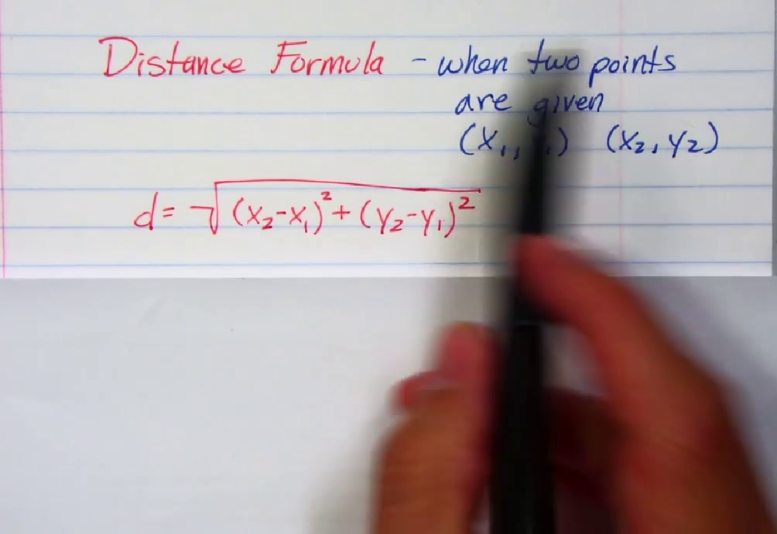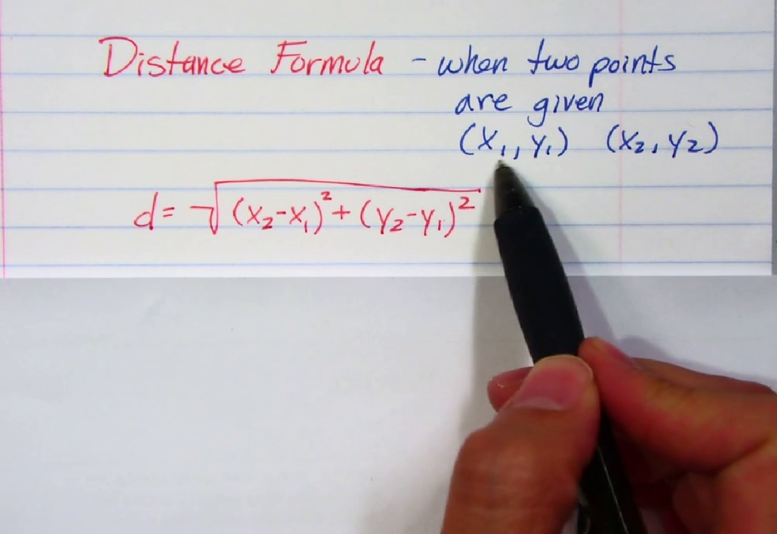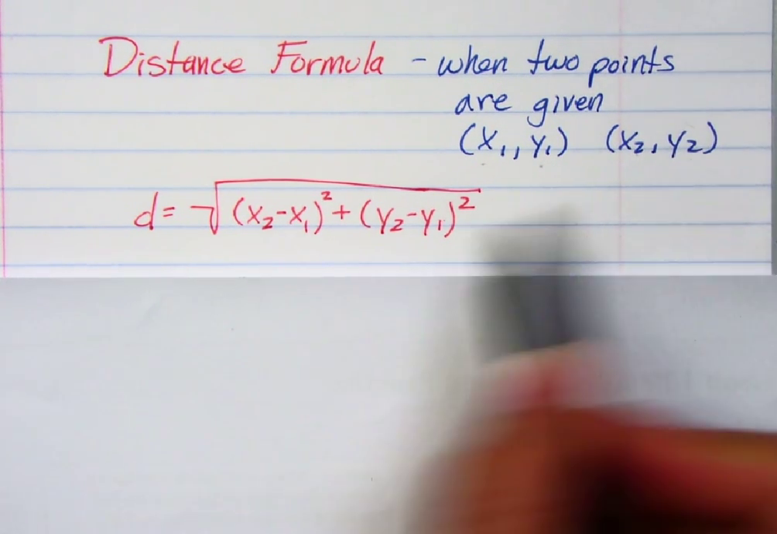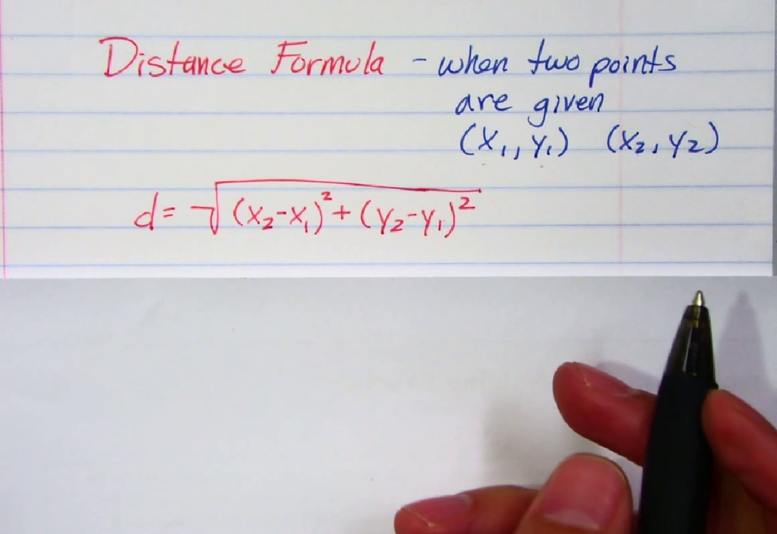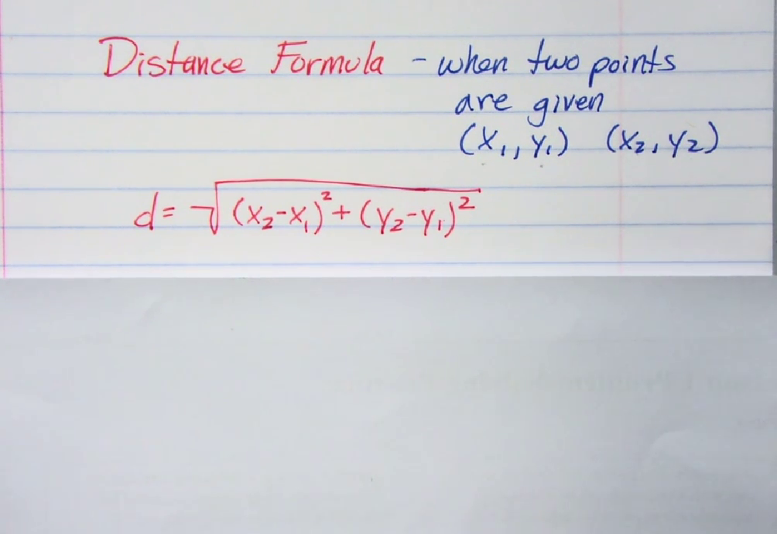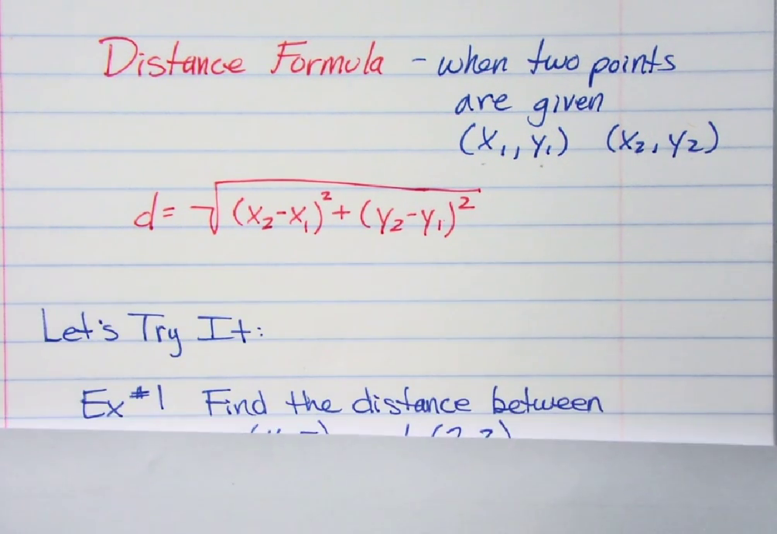So I want you to go and write down the distance formula. When 2 points are given, x1, y1 and x2, y2, this is the actual formula. You just plug it in. Take a moment to copy that down, and then let's go ahead and try it out.